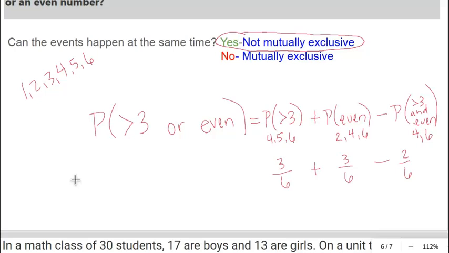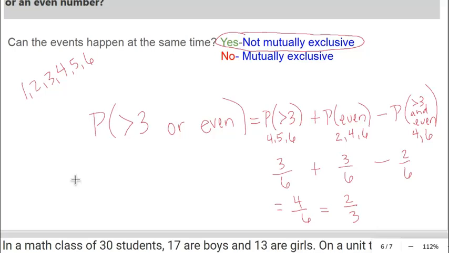So 3 plus 3 is 6. 6 minus 2 is 4 out of 6. That also reduces to be 2/3. I do have non-reduced fractions as answer choices. Okay. Now, I wasn't using my formula.